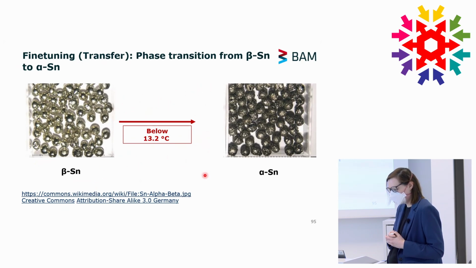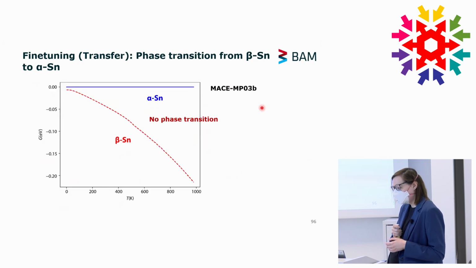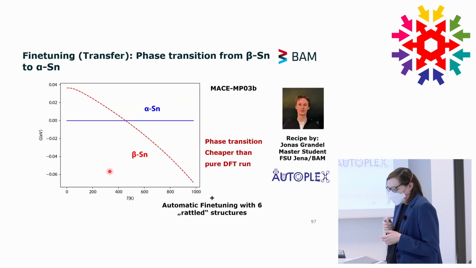Beta tin is known to have a phase transition to alpha tin. We can also describe this with DFT. But when you take MACE-MP-0 and try to describe this phase transition and the Gibbs free energies, you will actually see there's no phase transition. When you fine-tune for a bit, in this case with the transfer learning approach, you can actually get a phase transition.